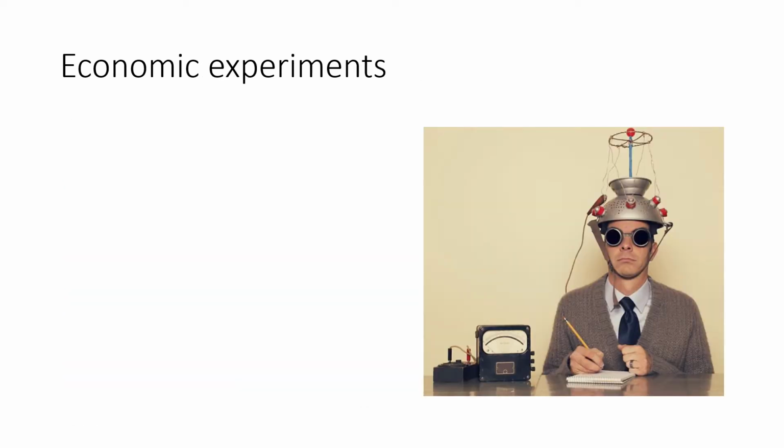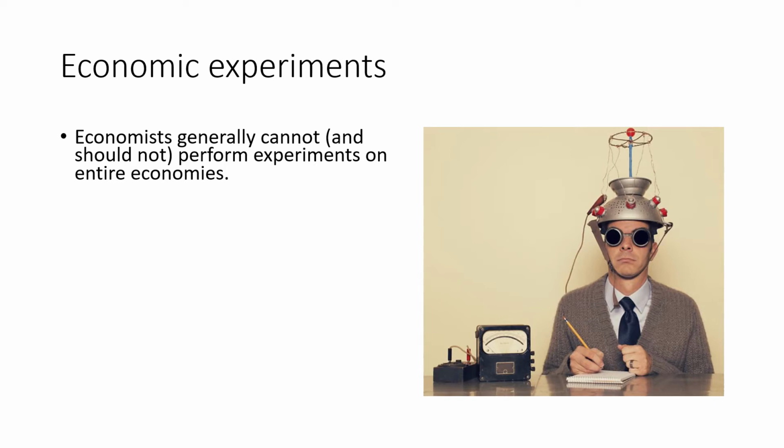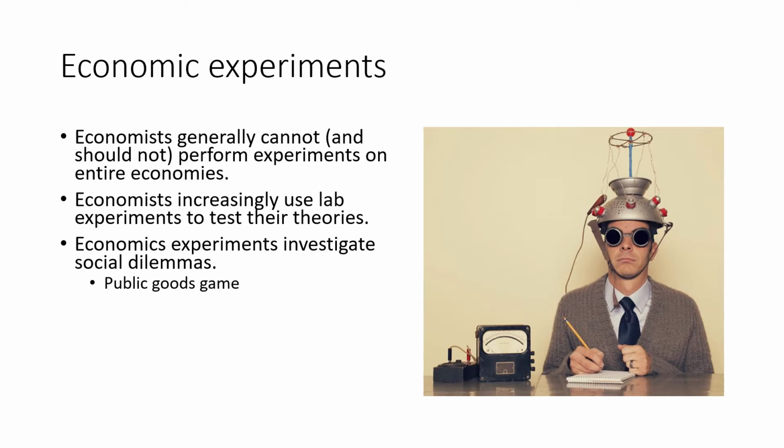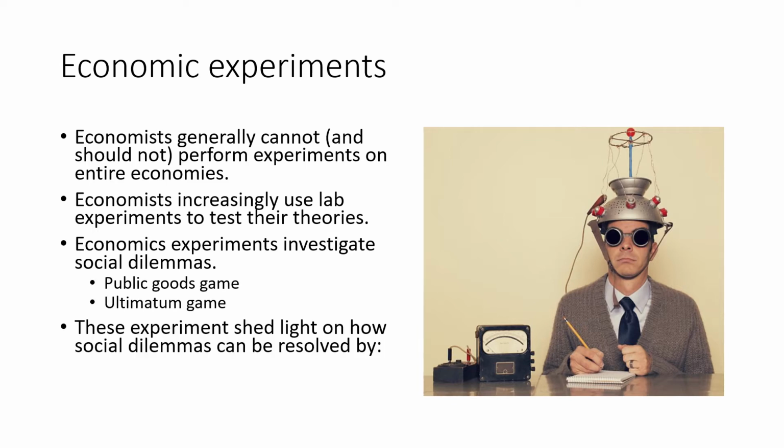When it comes to economic experiments, we know that economists generally cannot and shouldn't perform experiments on entire economies. Economists increasingly use lab experiments to test their theories. Economics experiments investigate social dilemmas like the public goods game and the ultimatum game, and these experiments shed light on how social dilemmas can be solved: social preferences, repetition, and institutions.